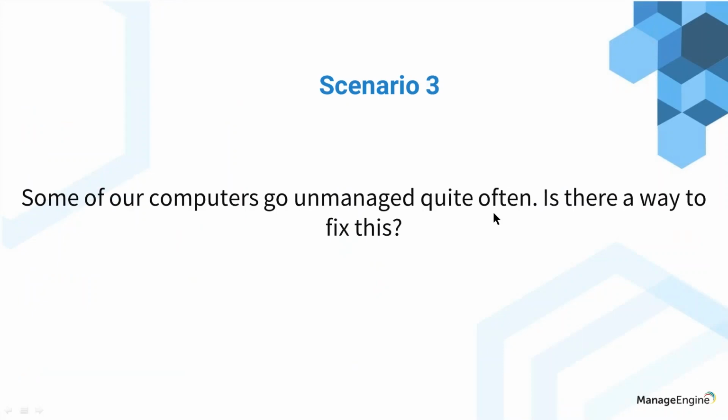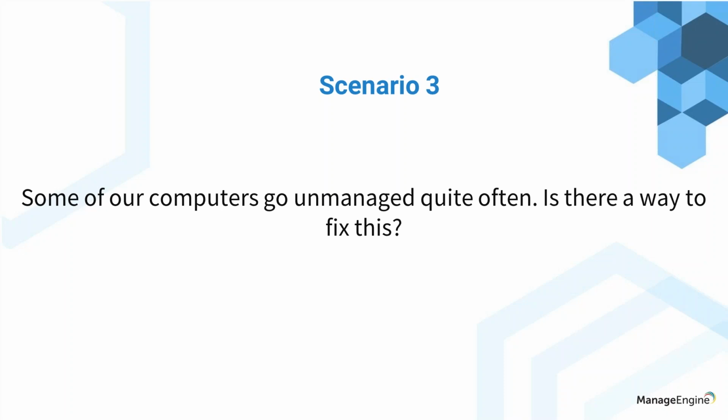Scenario 3. Some of our computers go unmanaged quite often. Is there a way to fix it? Mostly the machines become unmanaged because the agent services are stopped by the end users, or the end user uninstalled the Desktop Central agent from the control panel.